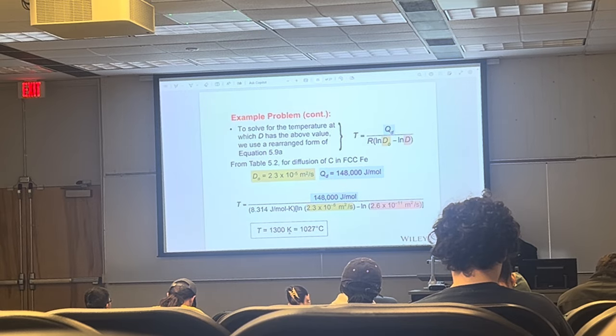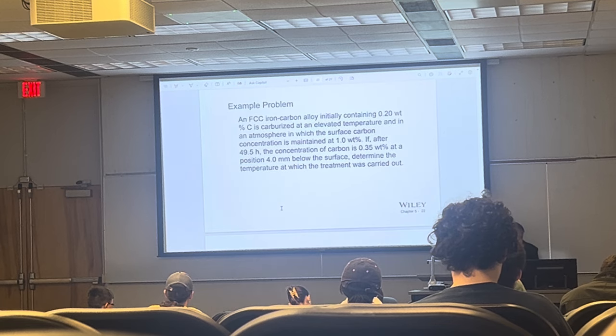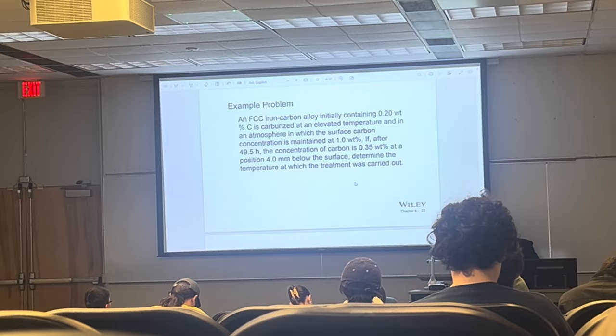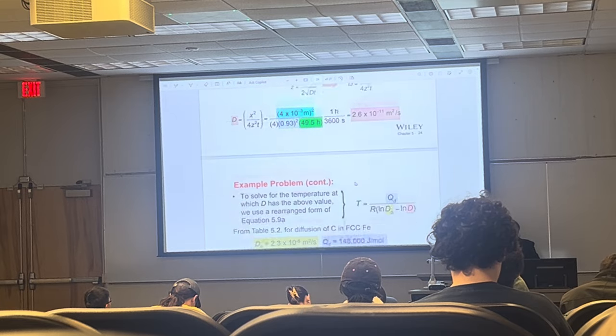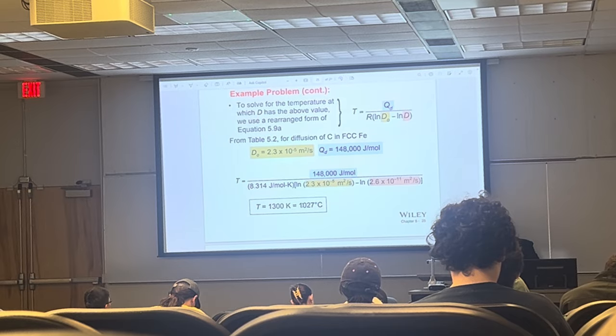And then you need to pay attention to how the question is being asked. It says, determine the temperature at which the treatment was carried out. It doesn't specify, right? So both answers are correct, but if Mastering is specifying that you need to give your answer in degrees C, you need to convert 1300 degrees Kelvin into degrees centigrade, and that's going to give you 1027 degrees centigrade.